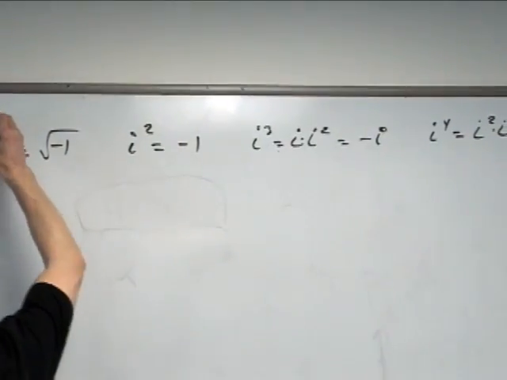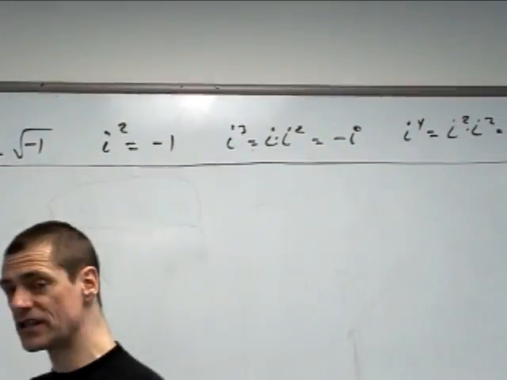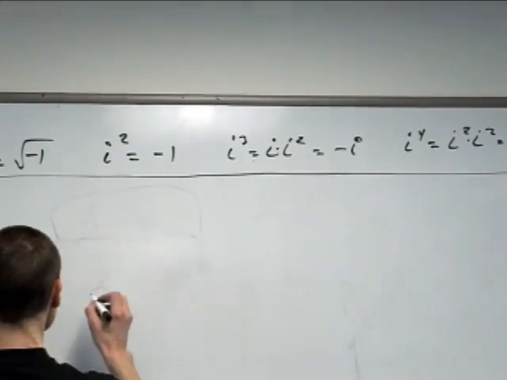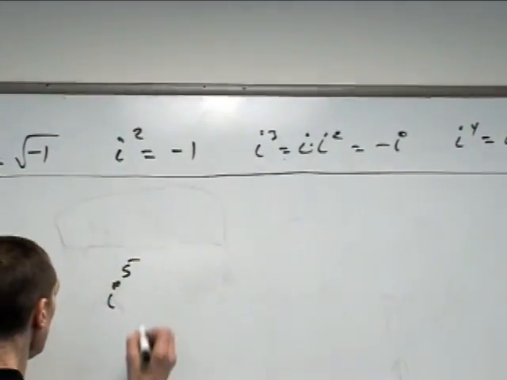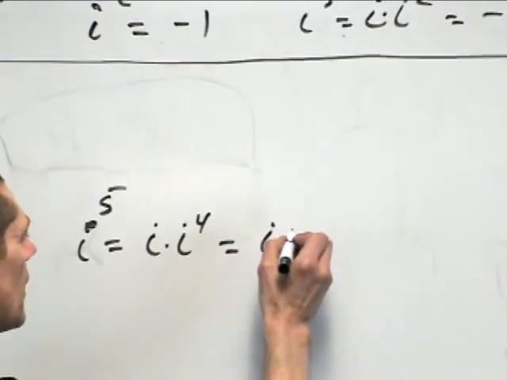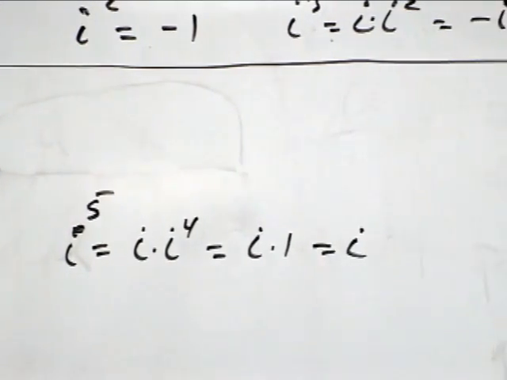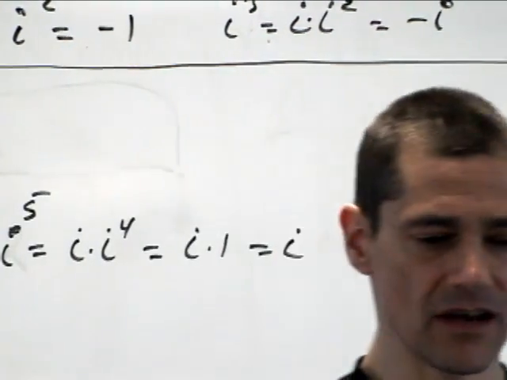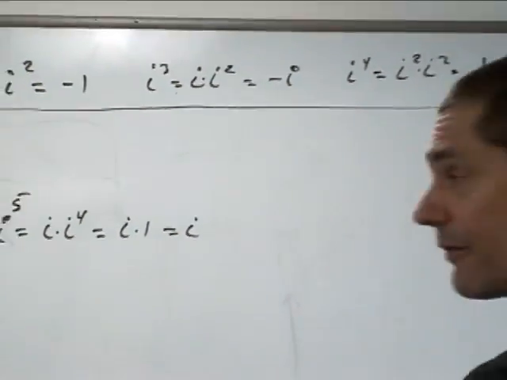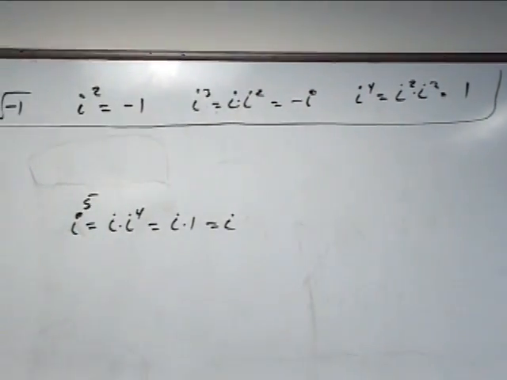These 4 things you want to memorize because it just keeps repeating itself. What is i to the 5th then? Well, i to the 5th is i times i to the 4th. This is just i times 1. This is just i. Basically, this is like a clock, only instead of repeating itself at 12, it repeats itself at the i place, or depending on where you start.